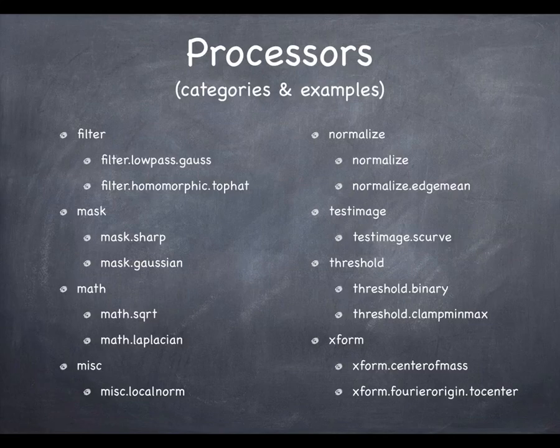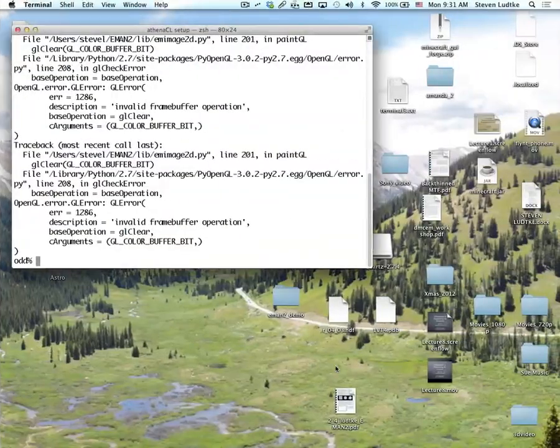So here are some examples of the different categories of processors that exist in EMAN2. So we've got filters, masks, mathematical operations, normalization operations, thresholding, geometric transformations. So given that there are close to 200 of those, it's sometimes a little difficult to grasp what's available and figure out how you would deal with it. So let me just show you how you'd find out about them and how you'd experiment with them most easily.